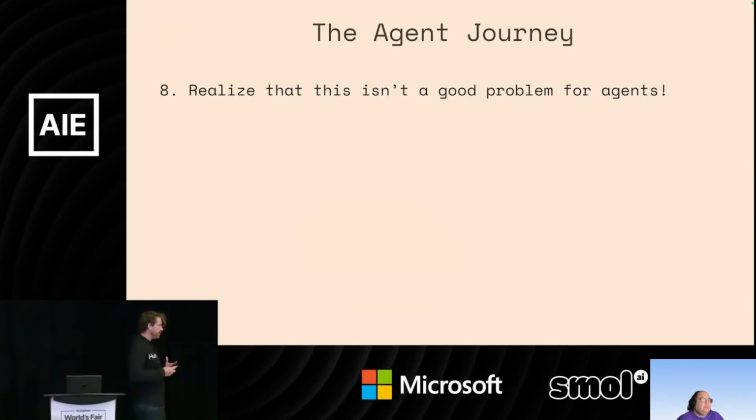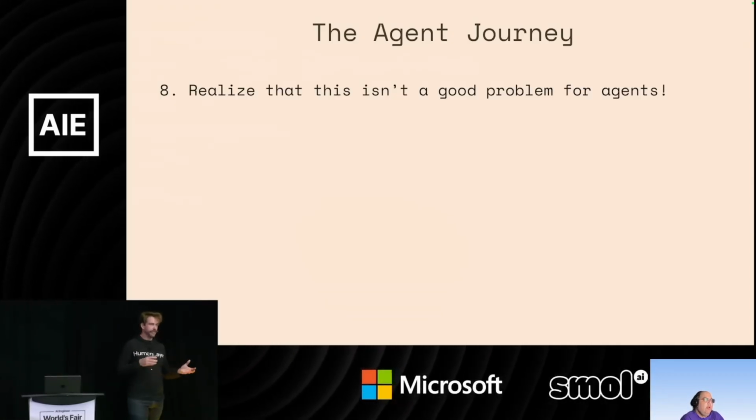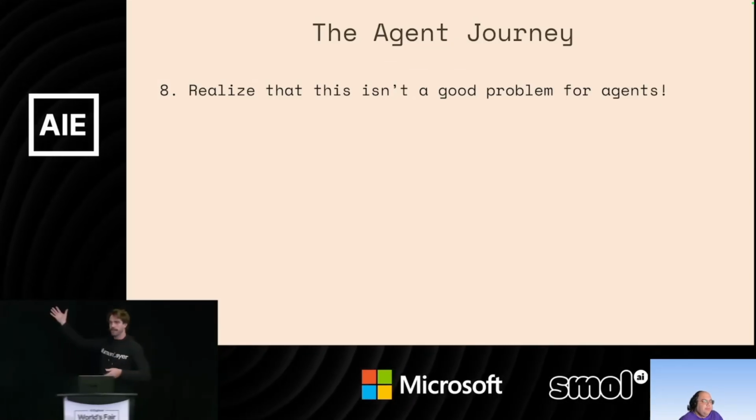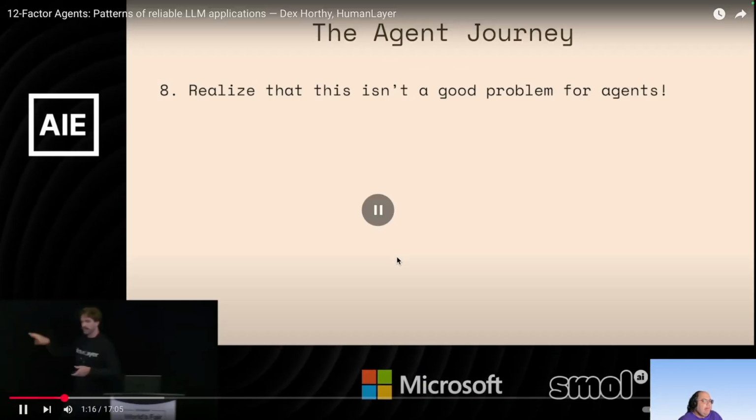I remember one of the first agents that I tried to build was a DevOps agent. I was like, here's my makefile. You can run make commands, go build a project. Couldn't figure it out. Did all the things in the wrong order.